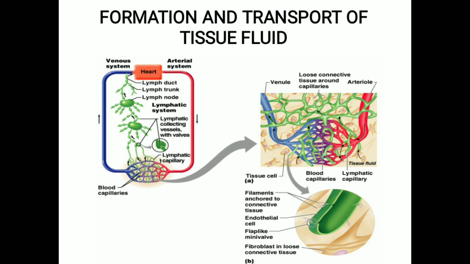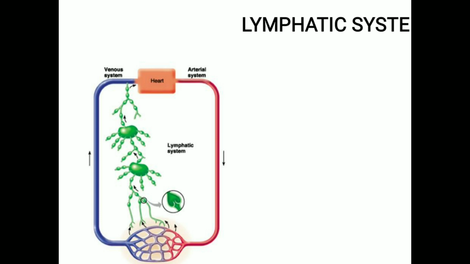You can see in the figure here, this is the arterial system and this is the venous system. The larger particles or the macronutrients cannot enter the venous channels. They enter through one more channel system called the lymphatic vessel. The channels you are seeing in green color are called lymphatic channels.